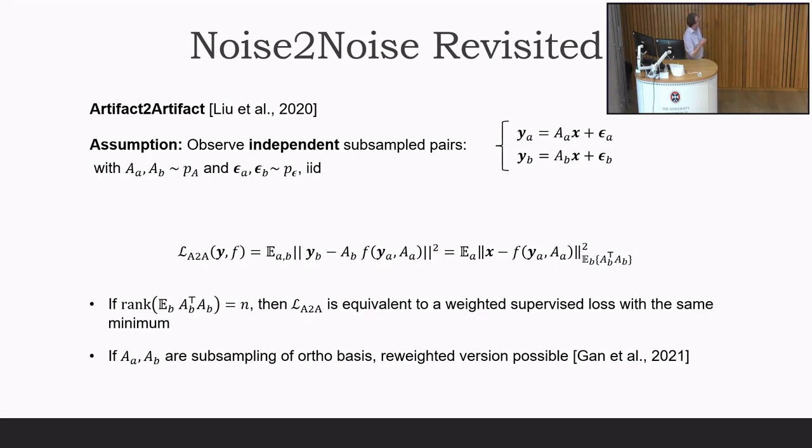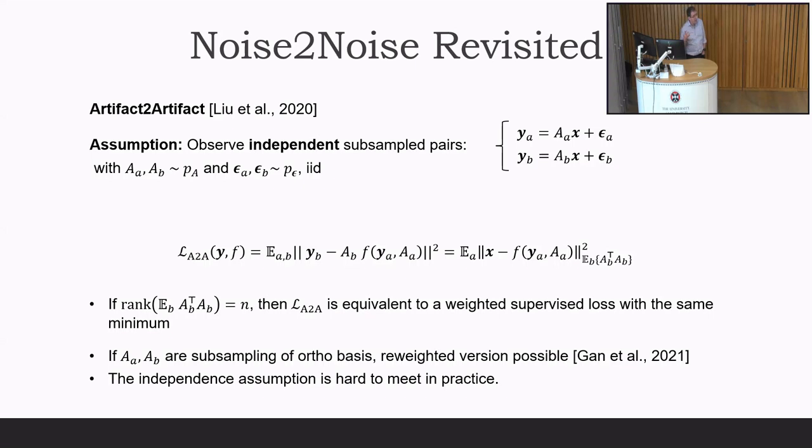If in fact we are choosing these two operators for this set of operators from an ortho basis, then it turns out you can actually do a reweighted version of these and directly get back. So you can basically do reweighting that turns this thing into a standard L2 loss function.